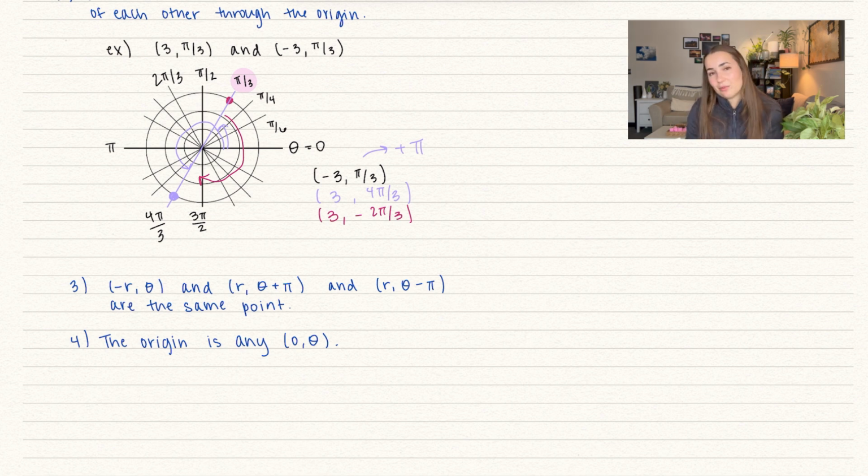And then the fourth little property is that the origin is also called the pole. It is any radius of 0, and any angle theta. So when the radius is equal to 0, it doesn't matter what angle you're at because you're just going to be stuck at the origin because you're not going outwards any distance.